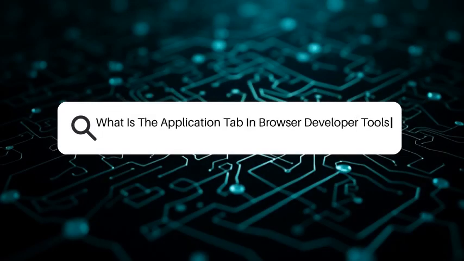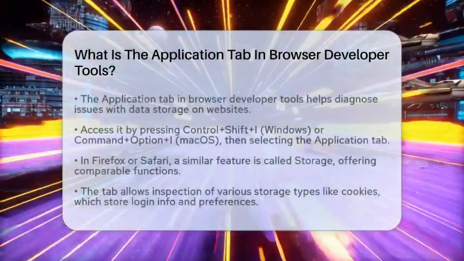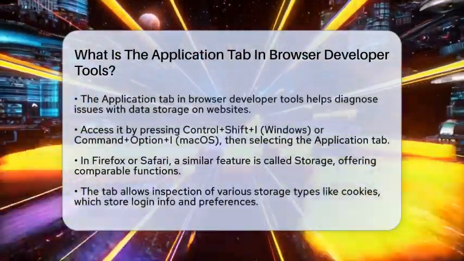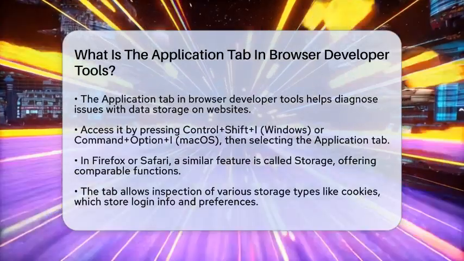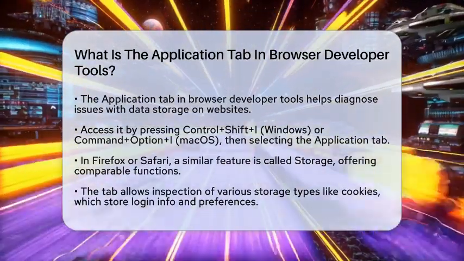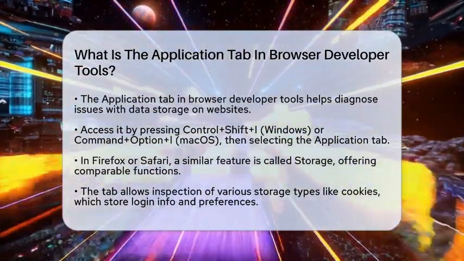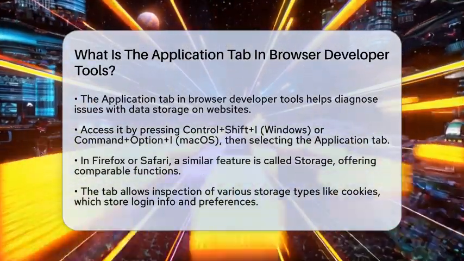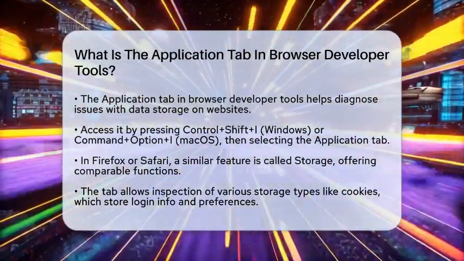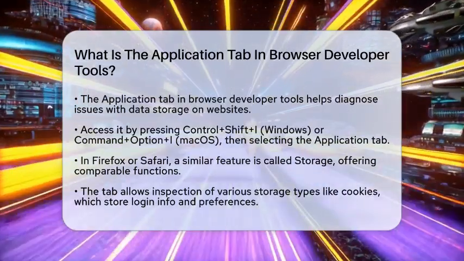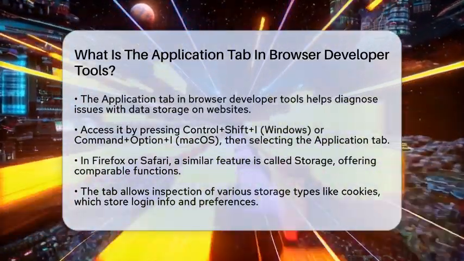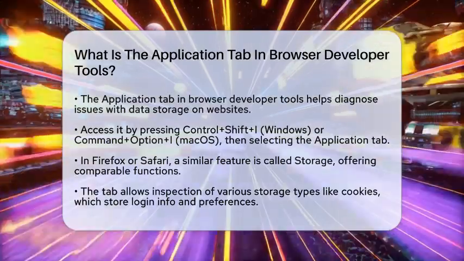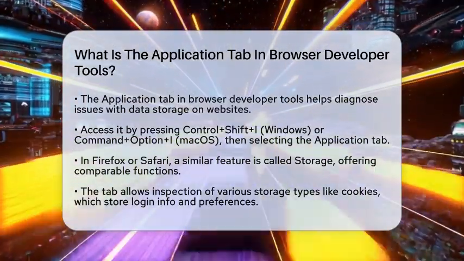What is the Application tab in Browser Developer Tools? Imagine you're trying to figure out why your website isn't saving user settings or why a feature isn't working as expected. You might think about checking your code, but there's a powerful tool right in your browser that can help you see exactly how your site stores data. That tool is the Application tab in Browser Developer Tools.